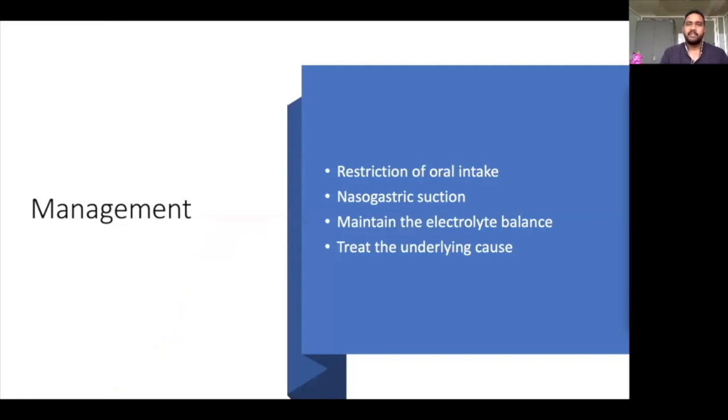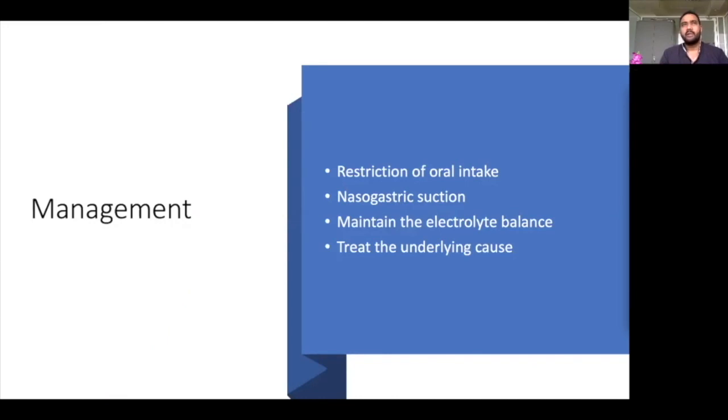Next one, when it comes to management. So we have discussed how paralytic ileus presents, how we investigate, and what the management is. When it comes to management, we always restrict the oral fluid intake. That is the most important one.